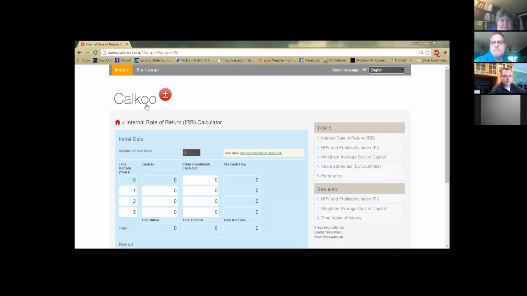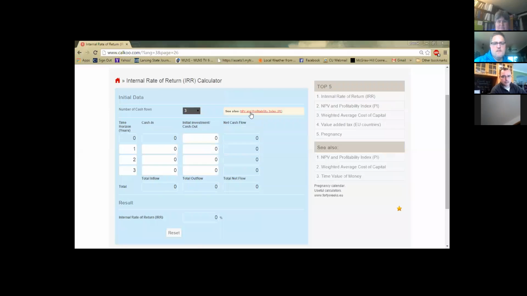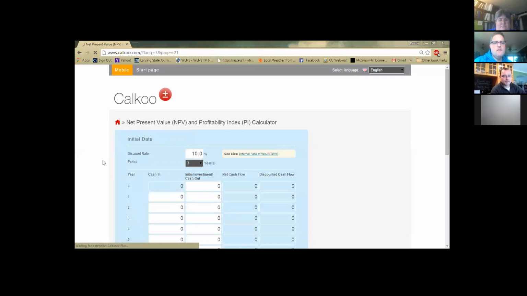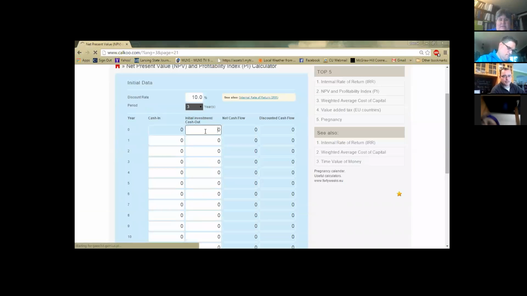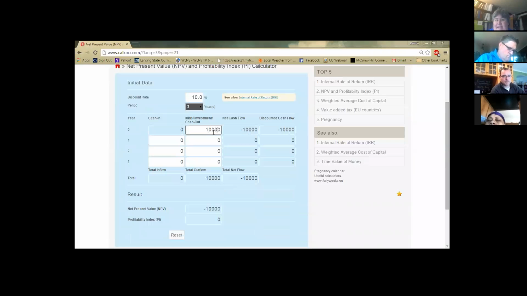Are you able to see this? Yeah. This happens to be the internal rate of return calculator, but I'll go to the net present value calculator. And I put in my $10,000. Now, when I typed it in, I typed it as positive. It turned negative. If you typed yours as negative, did it turn positive? I typed mine as negative. Check these other columns. So I was putting it in as a negative. Should have been put in as a positive.